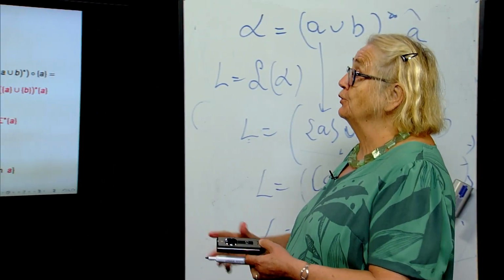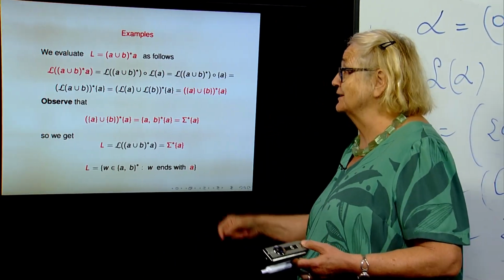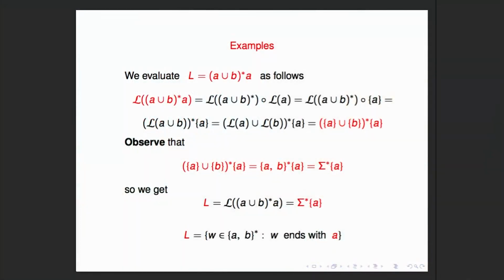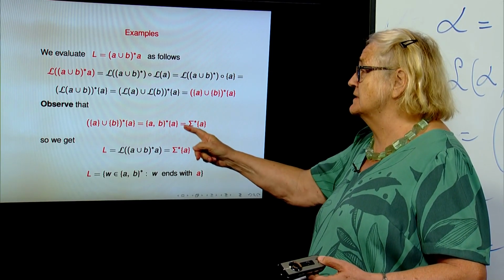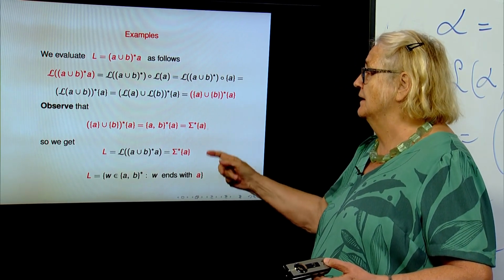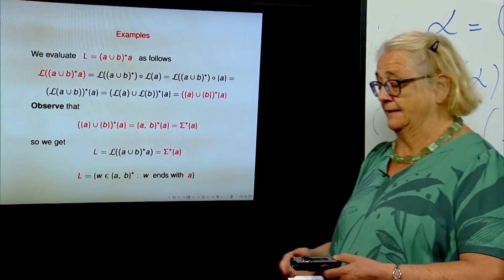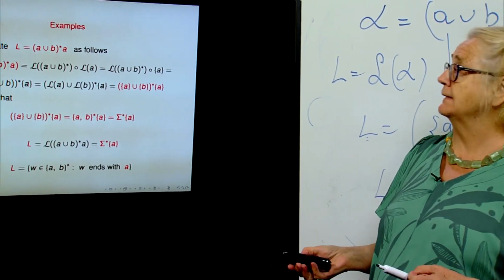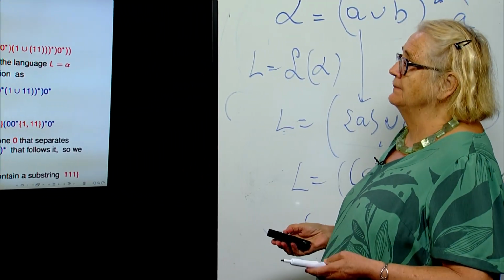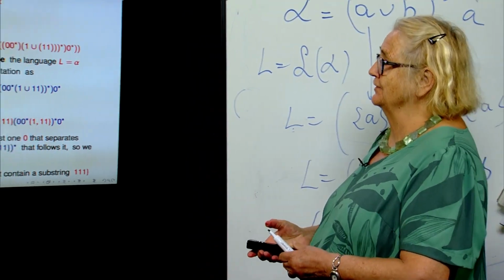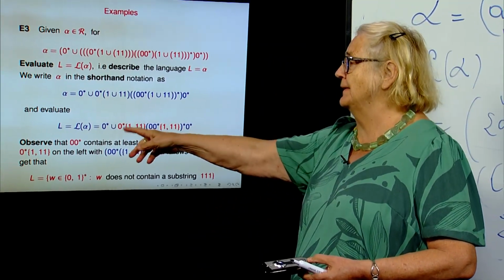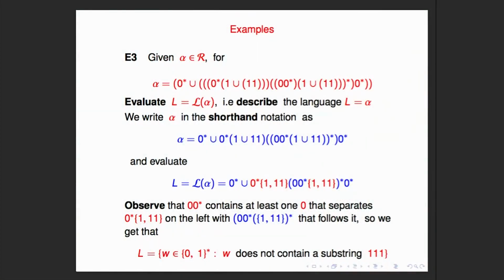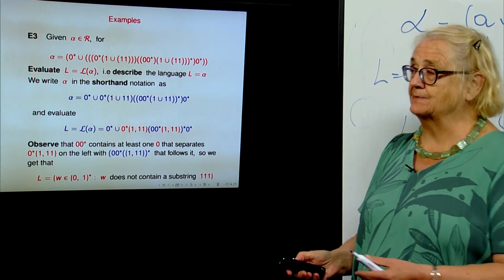And here I wrote, if you have this function, how it works out. But really, you can go from here and write this immediately. This is sigma star concatenated with A. So that would be the set of all W that ends with A. And there are a lot of examples. And here I nicely describe the property that really that expression has: W does not contain the substring 1, 1, 1.